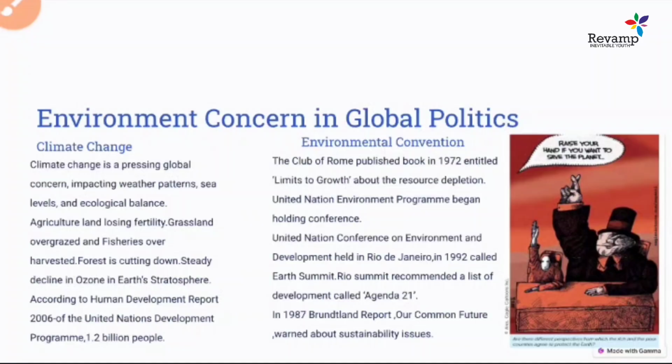Another example of environmental convention was in 1987, the Brundtland Report, Our Common Future, which warns about the sustainability issue. It talks about how, if we do not become sustainable in the near future, a lot of sustainability issues will be created, affecting not only human health but also flora and fauna. So these are the things that started the environmental concern, or we can say environmental conventions, at that time.